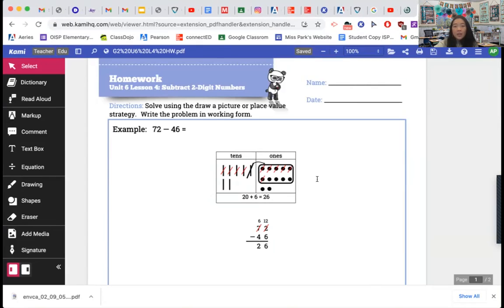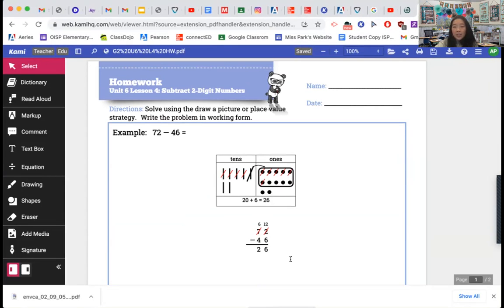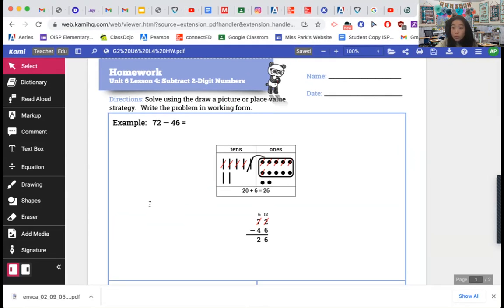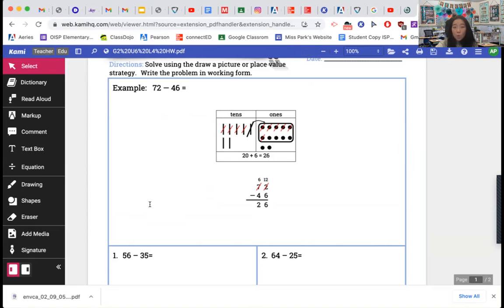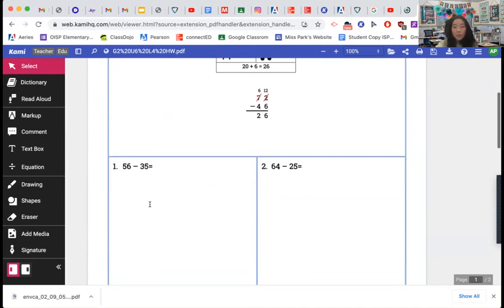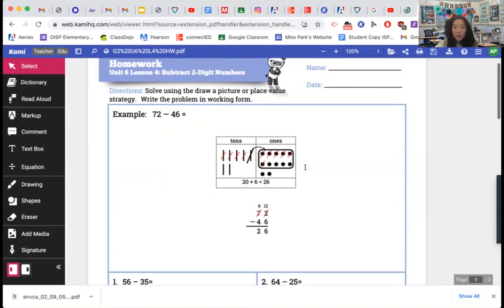Okay, now here's the example. So this is the example. You guys aren't actually doing it. Solve using the draw picture or place value strategy, or you can use your poem. Write the problem in working form. Okay, so we have number 1. I'm sorry, let's do our example.